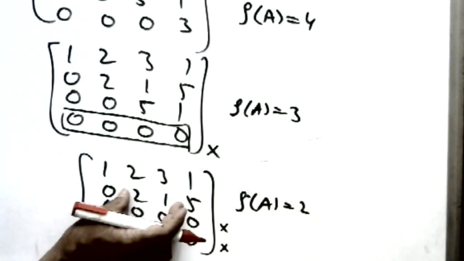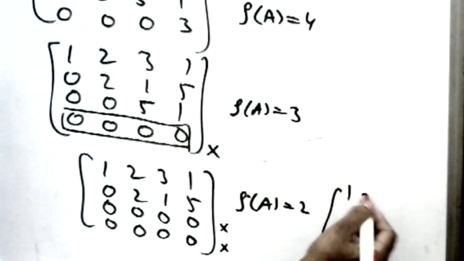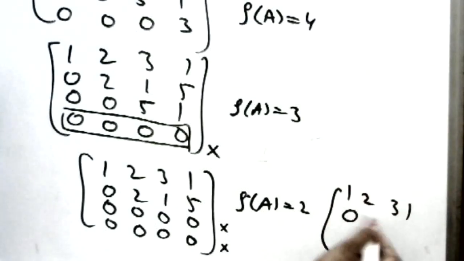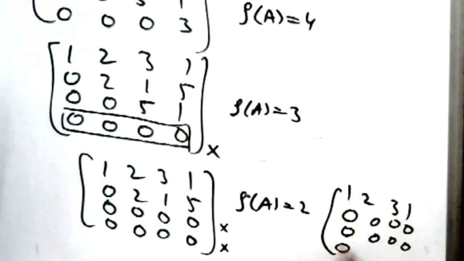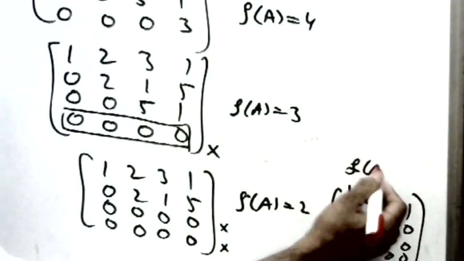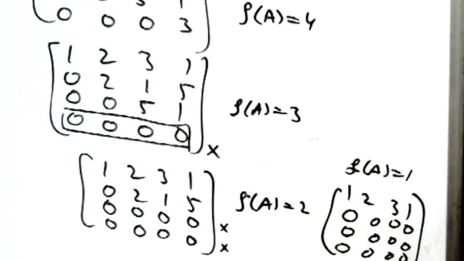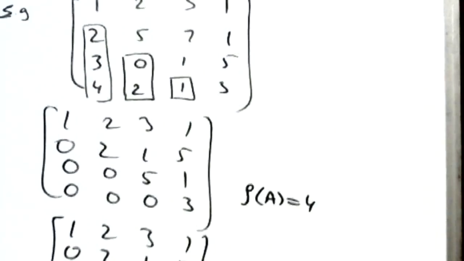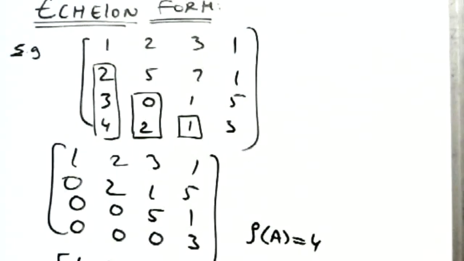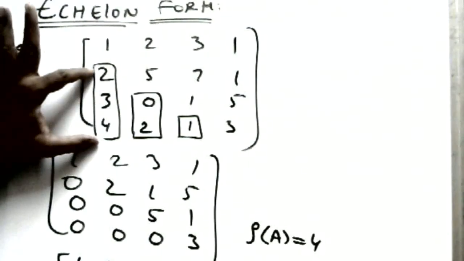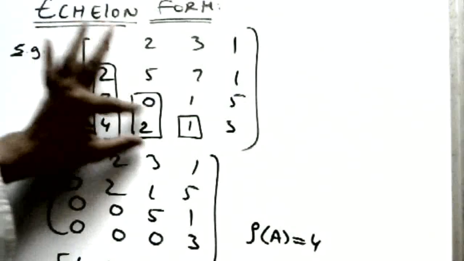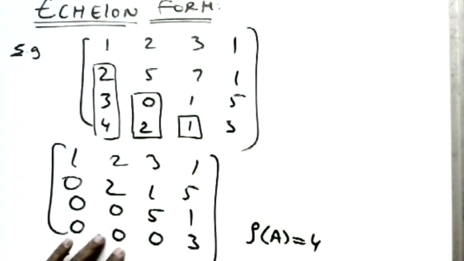Rank of A will be 2, and sometimes this also becomes 0, like this. Suppose 1, 2, 3, 1, and then all zeros. So the rank of A will be 1. So this is the method of finding the rank by using the echelon method. Okay, let me revise this once more. What is the method? First, we make these 3 zeros, then these 2 zeros, then this 1 zero. So this is the method.